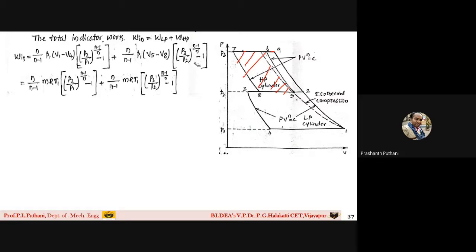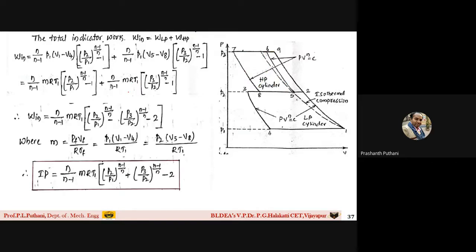minus 1. So now if you observe carefully, we are writing with respect to the gas equations. I can write n by n minus 1 into mRT1 into P2 by P1 raised to the power of n minus 1 by n, minus 1, plus n by n minus 1 again, it is mRT1 into P3 by P2 raised to the power of n minus 1 by n, minus 1. Now from here we will do the simplification. So these things are common. We take them outside. We are left with these terms.